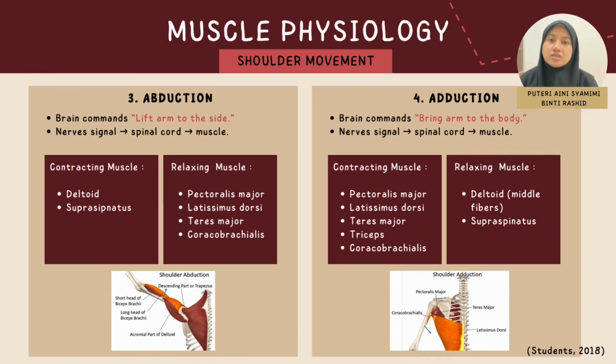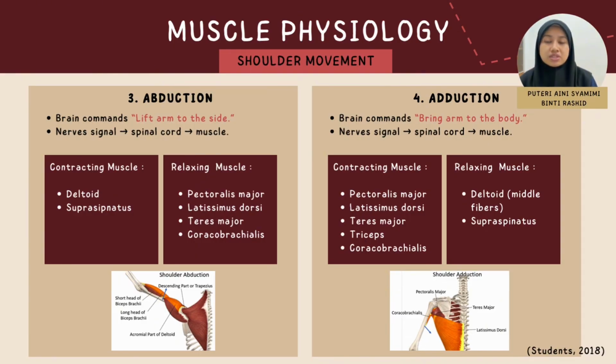Whereas the relaxing muscles are pectoralis major, latissimus dorsi, teres major, and coracobrachialis. Fourth movement is adduction, which is opposite to abduction. It is the movement of bringing your arm back down to your side. The brain commands to bring the arm to the body. The nerve signal from the brain reaches the spinal cord and then the shoulder muscles.